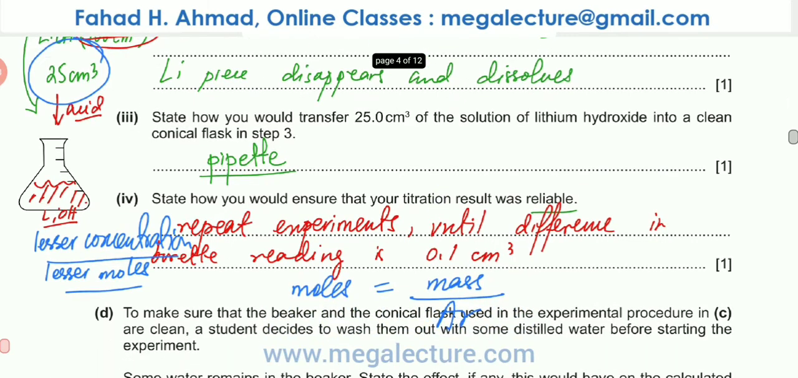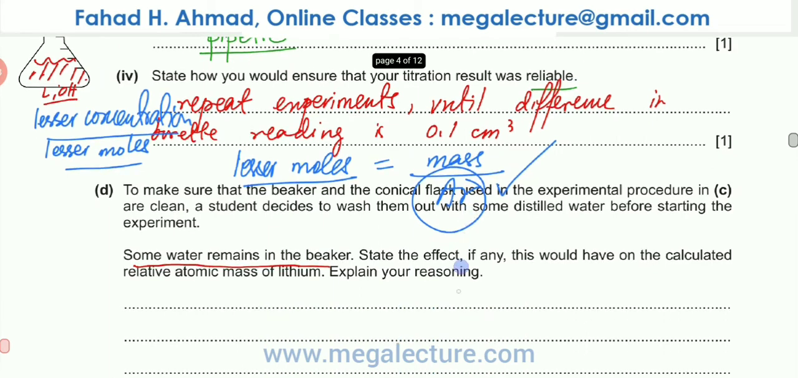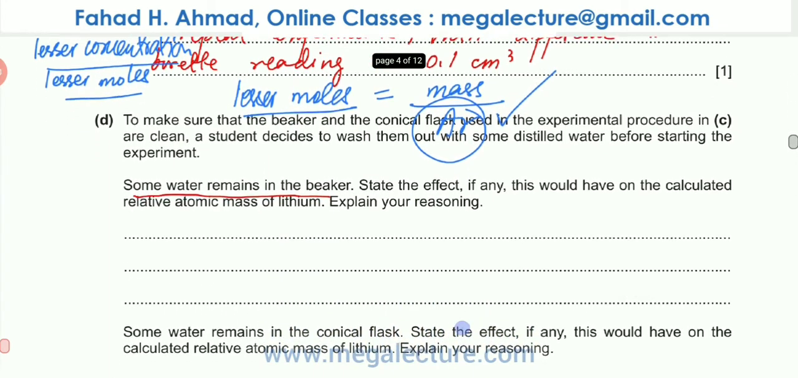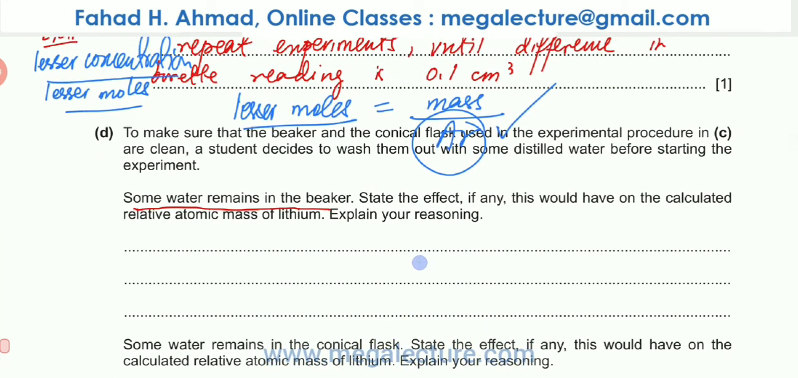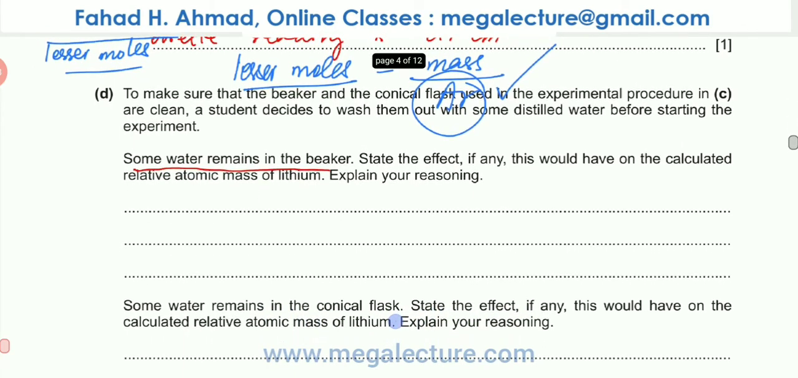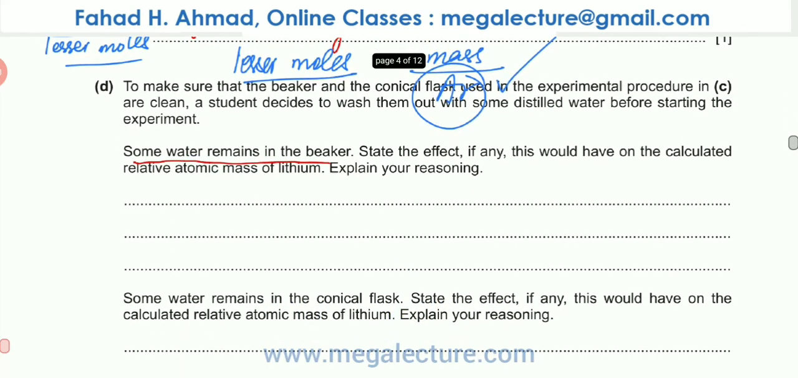So if the moles are lesser, then the relationship between moles and AR is that moles is equal to mass over AR. So they're inversely proportional, which means that your AR is going to come out to be a lot larger. So that is one major issue that's going to come if you add too much water instead of 100 cm cube. If you've added 105 cm cube, that's one error that would come out in your calculated AR.